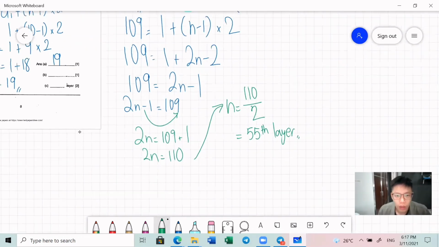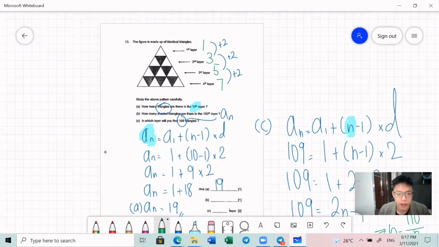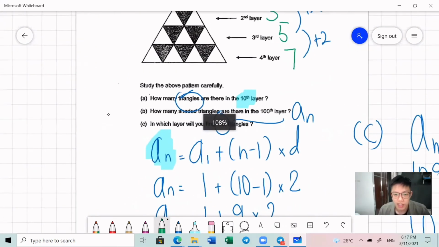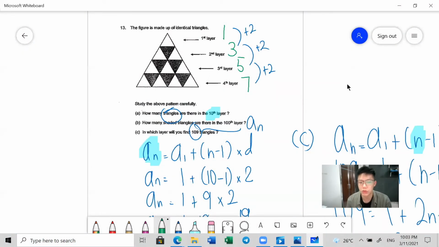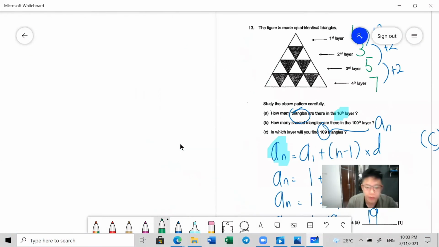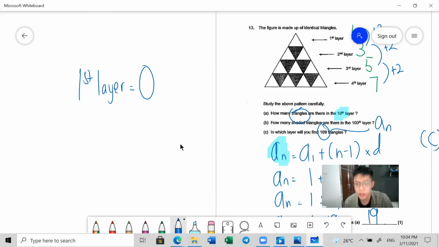Now, when we look at the next question, for question B, they are asking us for the number of shaded triangles. So how are you supposed to solve question number 13B? Let me just show it to you. First thing first, you have to ask yourself, in the first layer, how many shaded triangles are there? What you want to do is write it down. In the first layer itself, there is actually no shaded triangle. It's pretty obvious to you. In the first layer, there is no shaded triangle.